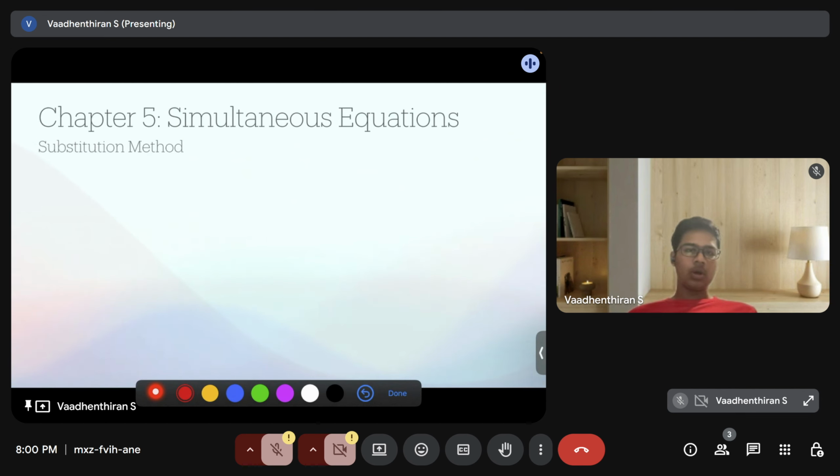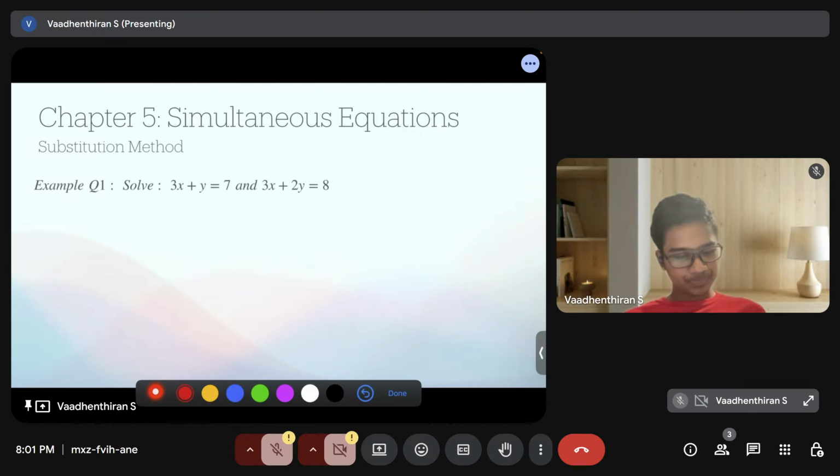There are two methods to solve any simultaneous equations. Simultaneous equations are basically equations that occur together, so you can solve both of them simultaneously. That's what is meant by simultaneous equations. So there are two methods, the substitution method and the elimination method. Let's look at the substitution method first.